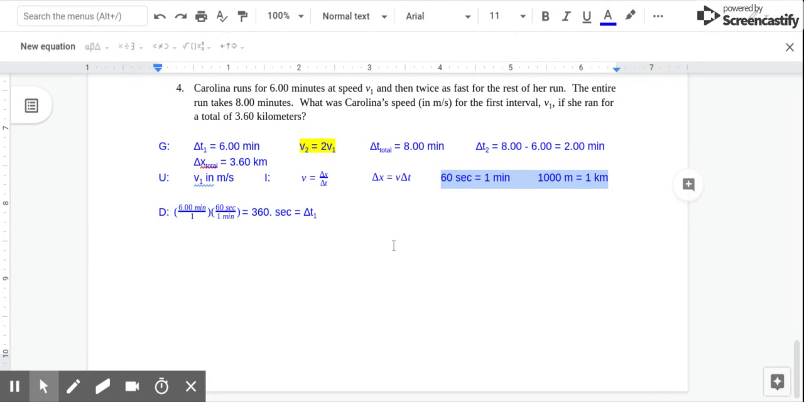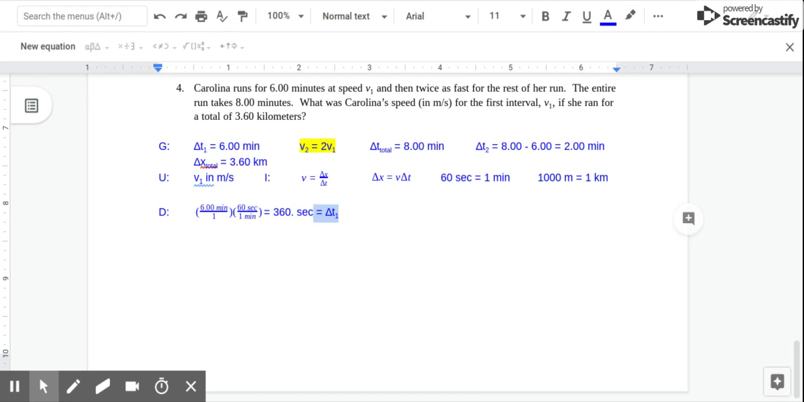Okay, so the first thing I did is I immediately converted the time of T1 to seconds. So I did 6.00 minutes over 1. That's what we start with. Times 60 seconds over 1 minute, because then these minutes cancel out. Minute on top, minute on the bottom. So you end up with 6 times 60. The 6 has 3 sig figs, so I keep 3 sig figs in my answer. 6 times 60 is 360. To make that into 3 sig figs, we put a period at the end of it. So 360. seconds is change in T1.